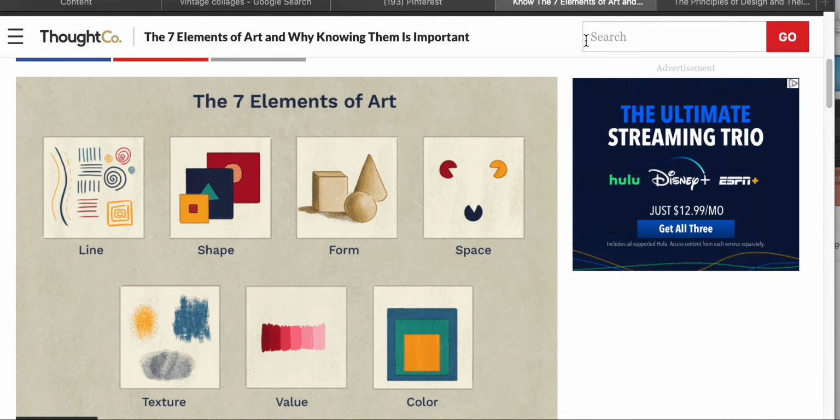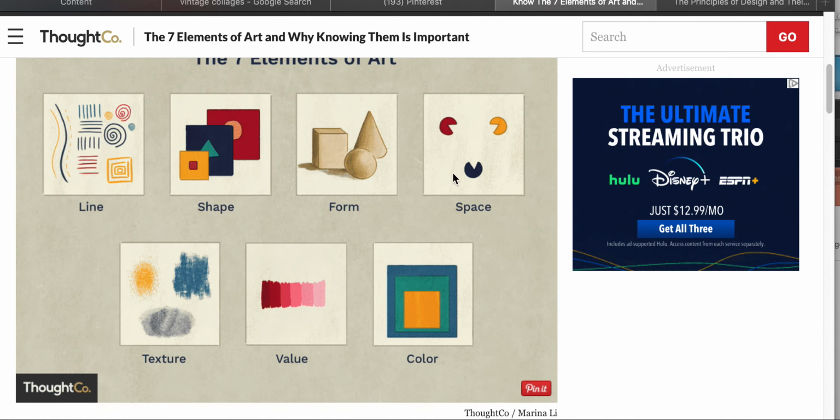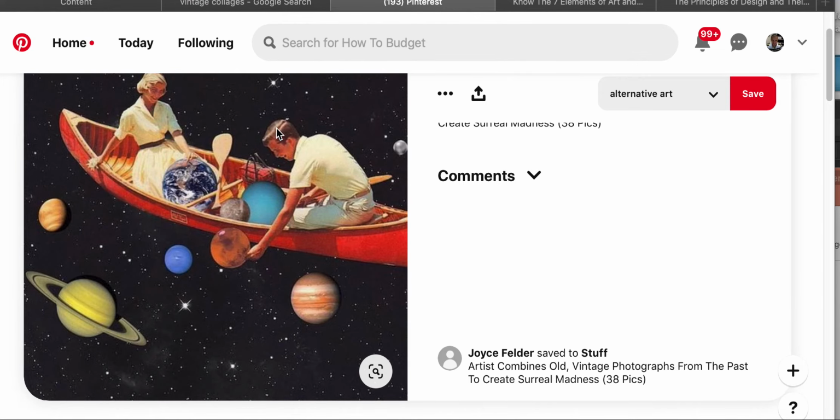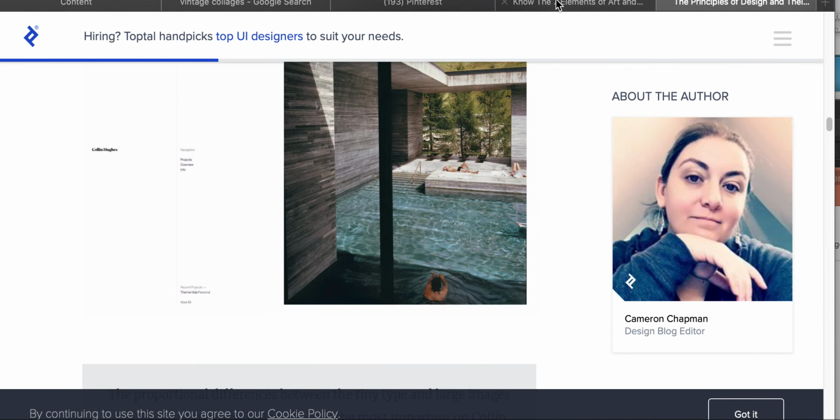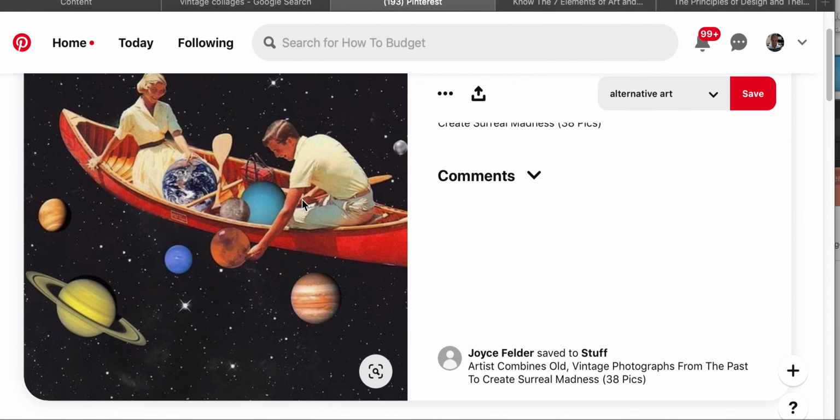So what other element do I have here? Space. Space is big here. There's a lot of negative space, or the blank space around something. And with the principle of design, proportion is kind of funky, because the planets are tiny. They're not proportional. I mean, these planets are huge. So this is how you can talk about the elements of art for your project.